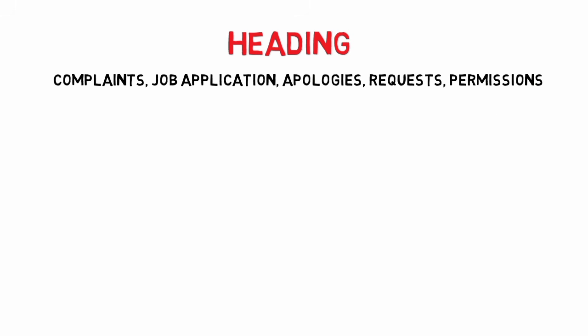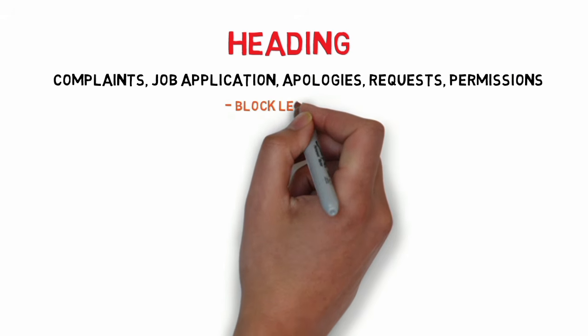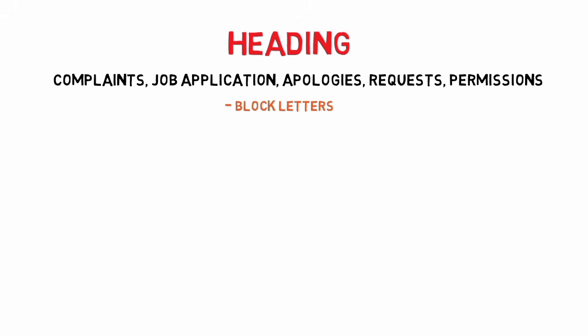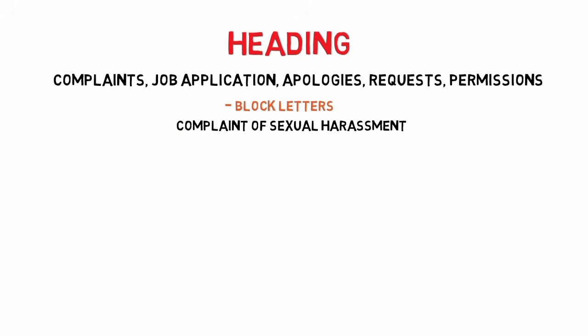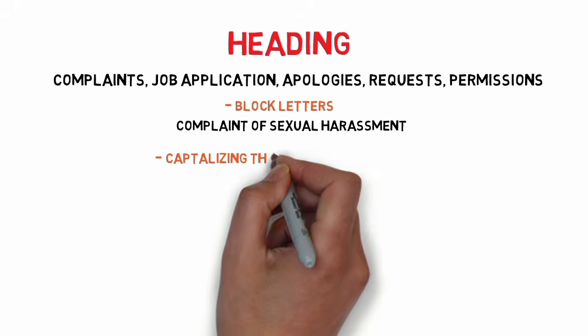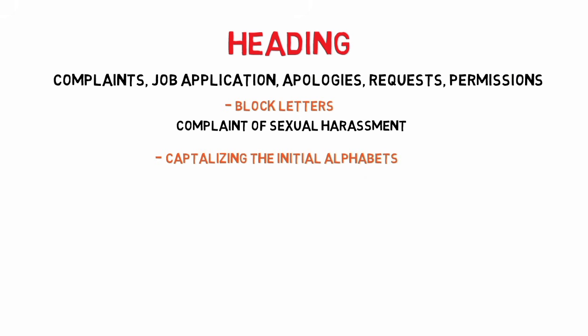So, how do you write the title or the heading of your letter? You can write a title in block, that is, capitalizing all the captions. When you do this, there is no need to underline. So that you'll have something like complaints of sexual harassment, all in caps. Another way is by capitalizing the beginning alphabet of each word in your heading. Writing it this way requires you to underline the heading.